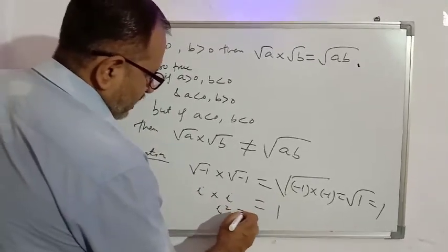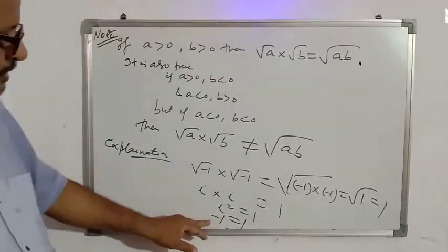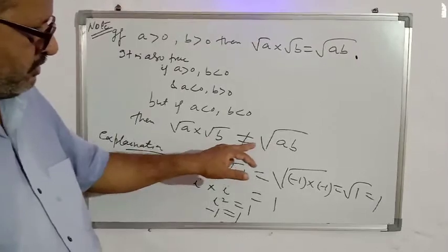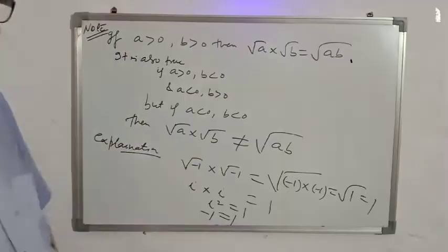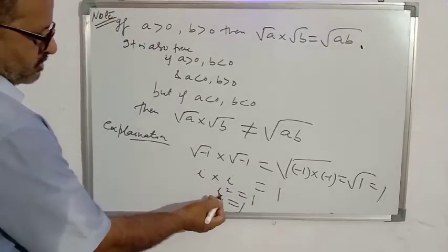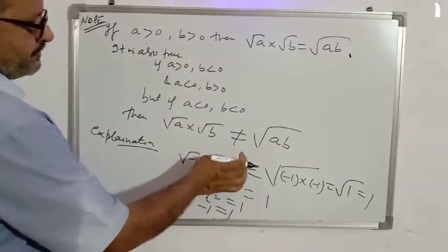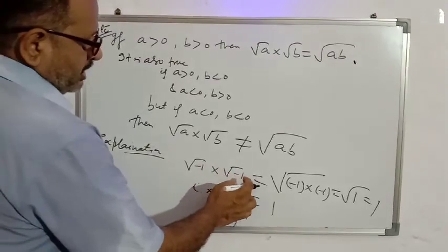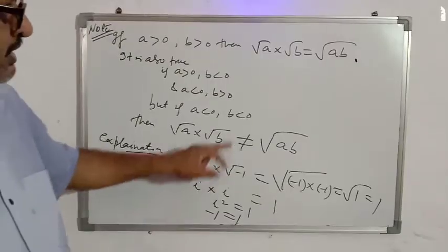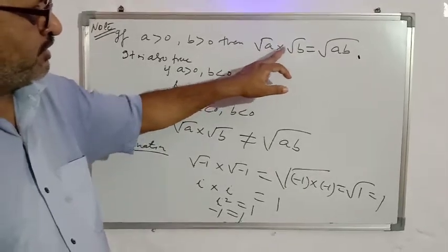i into i is i square. i square is 1. But we know that i square is minus 1. So we are getting minus 1 is equal to 1, which is a wrong result. So we cannot write root a into root b is equal to root ab if both are negative. It means we cannot write root minus 1 into root minus 1 is equal to under root minus 1 into minus 1. It is true only if either of them is positive, either a positive or b positive or both positive.